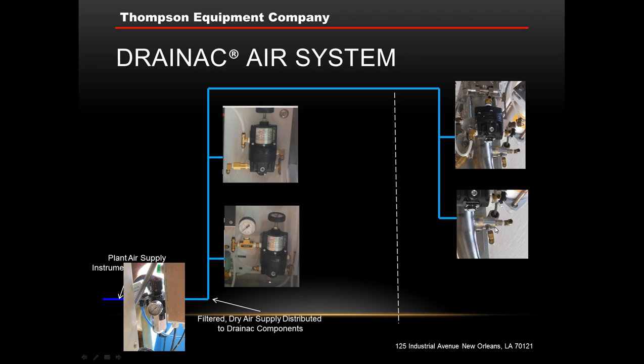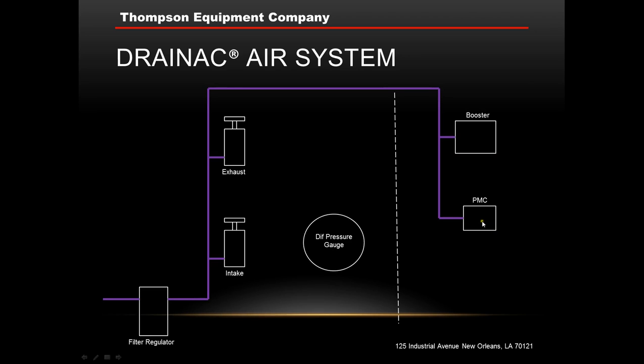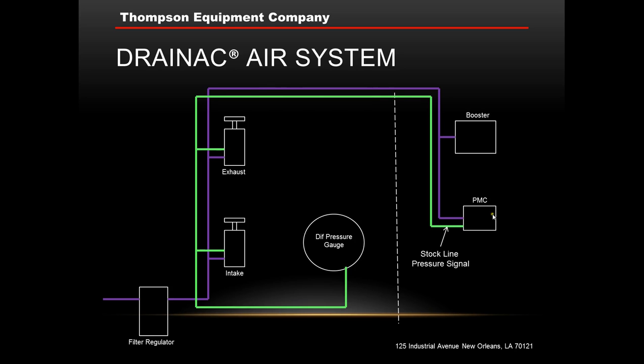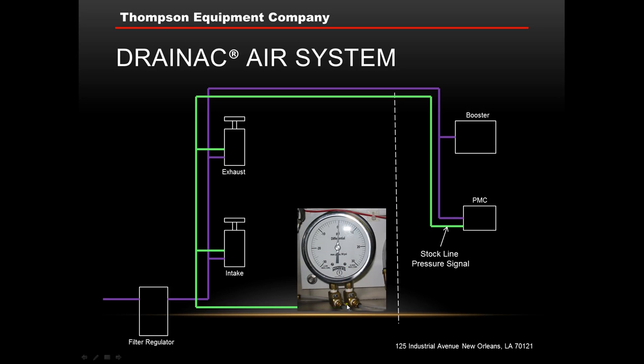The PMC basically will use that pneumatic air supply to constantly monitor and transmit pneumatically the pressure of the stock line back to the system. So that stock line pressure signal goes to the reference ports of both the differential pressure regulators, the intake and the exhaust, as well as one side of the differential pressure gauge. And that's what the differential pressure gauge looks like.